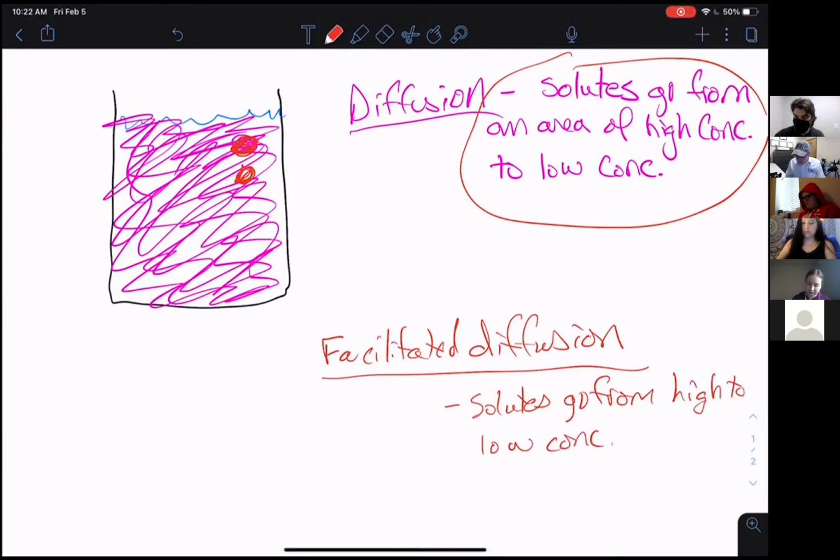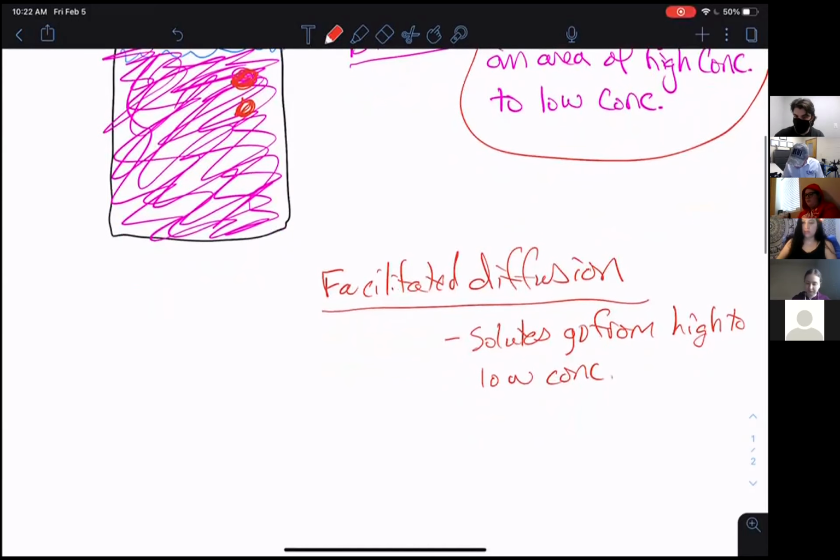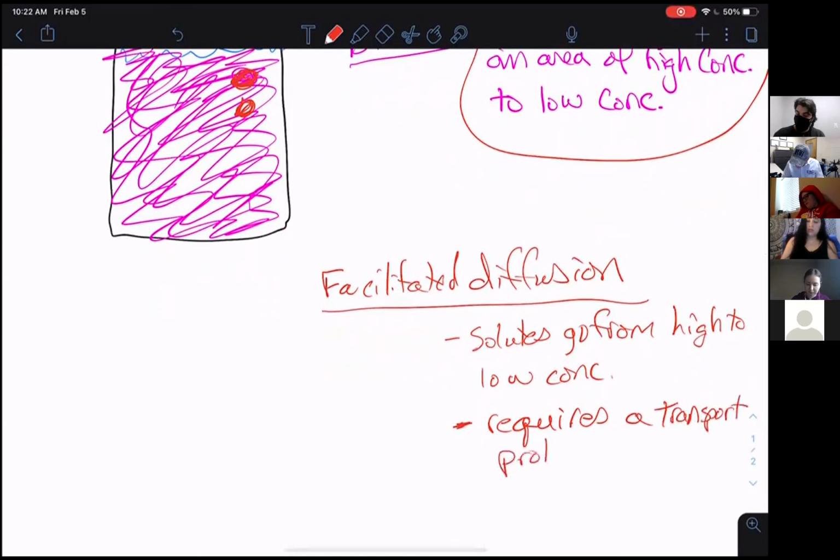Okay. High to low concentration. Now, but here's the other part of this. This is facilitated, and it requires a transport protein. Okay.